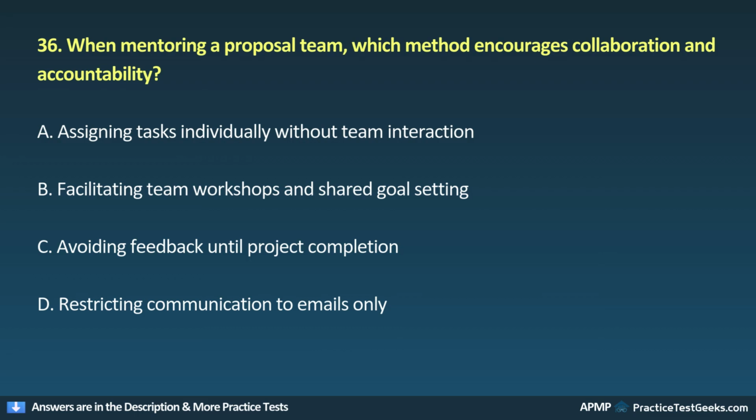36. When mentoring a proposal team, which method encourages collaboration and accountability? A. Assigning tasks individually without team interaction. B. Facilitating team workshops and shared goal setting. C. Avoiding feedback until project completion. D. Restricting communication to emails only.